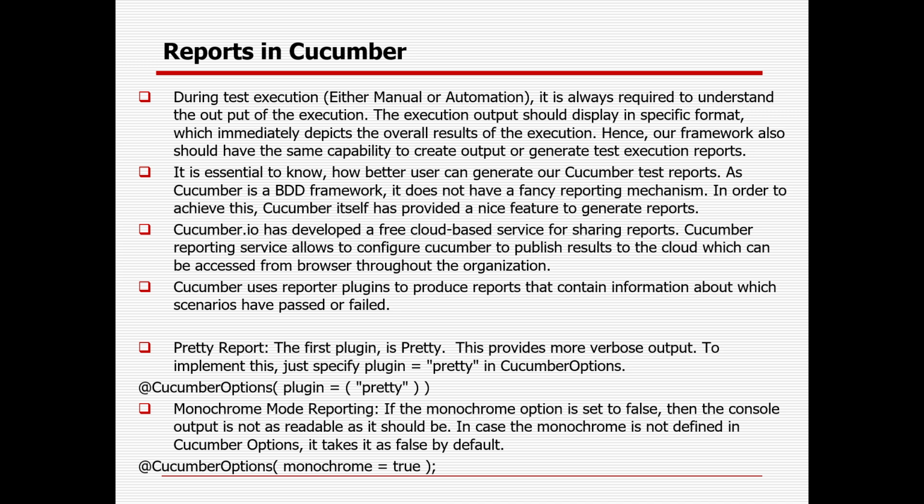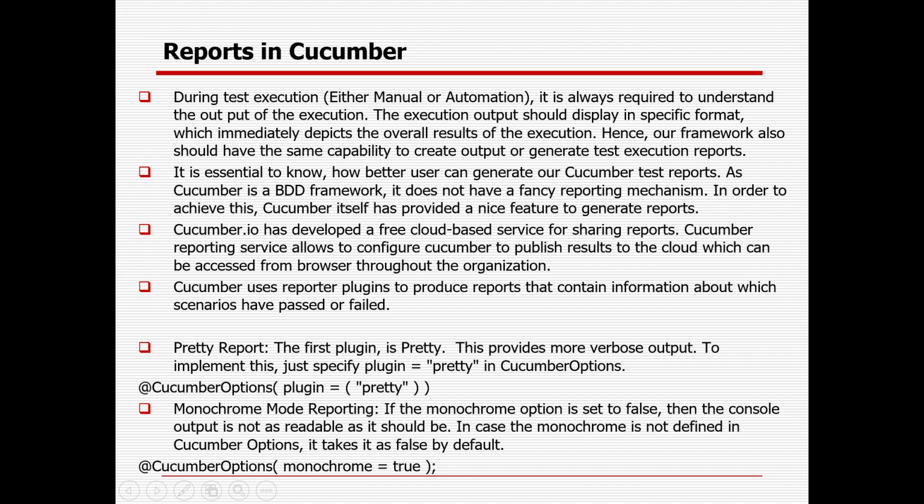It is essential to know how a user can generate a Cucumber test report. As Cucumber is a BDD framework, it does not have a fancy reporting mechanism, so Cucumber itself provides a nice feature to generate reports. Cucumber.io has developed a free cloud-based service for sharing reports. The Cucumber reporting service allows you to configure Cucumber to publish results to the cloud, which can be accessed from a browser throughout the organization. Cucumber uses reporter plugins to produce reports containing information about which scenarios have passed or failed.